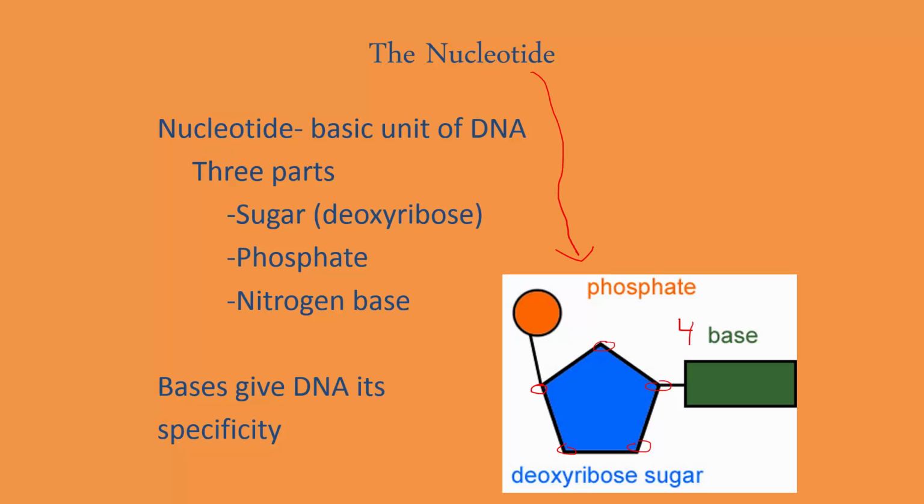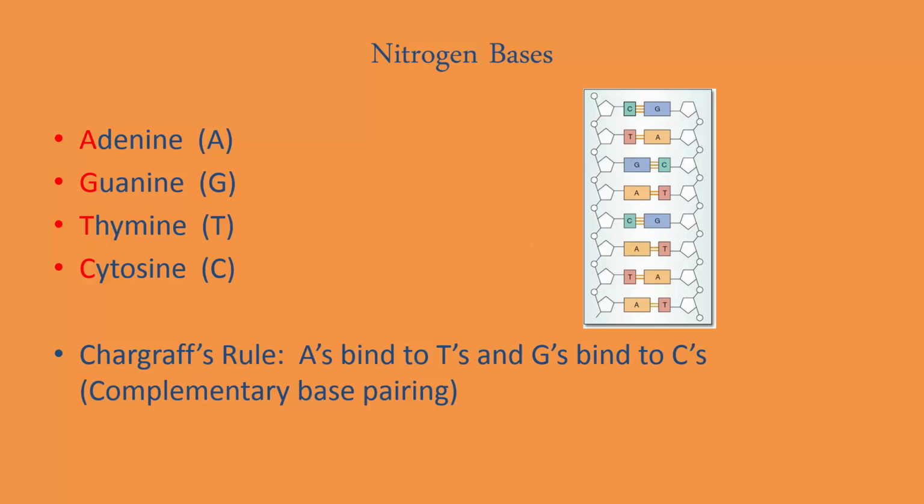And there are 4 different bases. And these bases give DNA its specificity. There are only 4 bases, and we'll get into that on this slide. The 4 bases you see in this DNA molecule are adenine, guanine, thymine, and cytosine. And as you can see, we have that phosphate group, and our 5-carbon sugar deoxyribose, and then our nitrogen base.